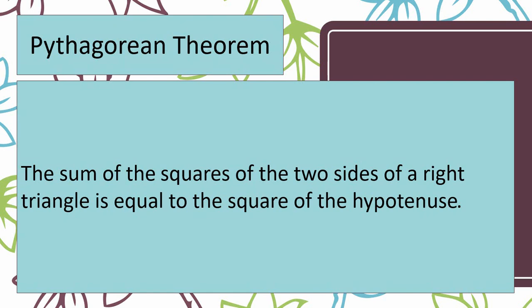So remember, the rule in the Pythagorean Theorem is that the sum of the squares of the two sides of a right triangle is equal to the square of the hypotenuse. So this is our topic about the Pythagorean Theorem.